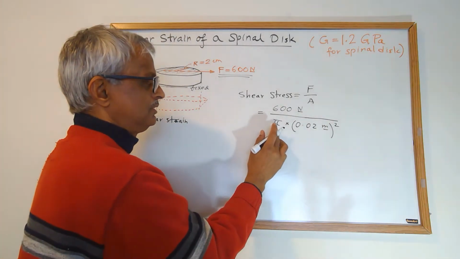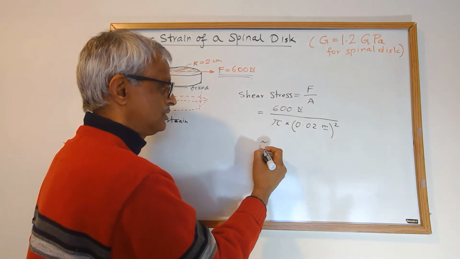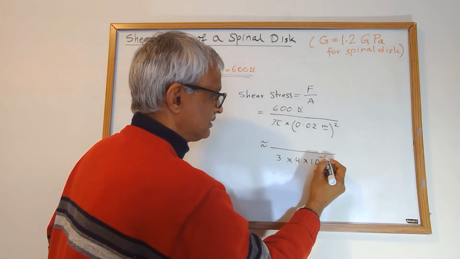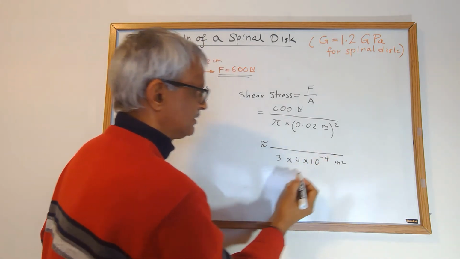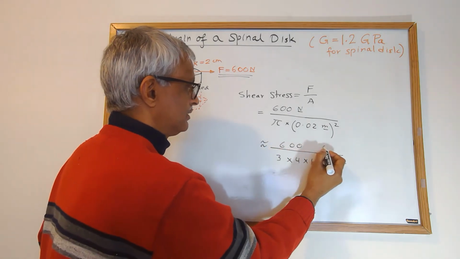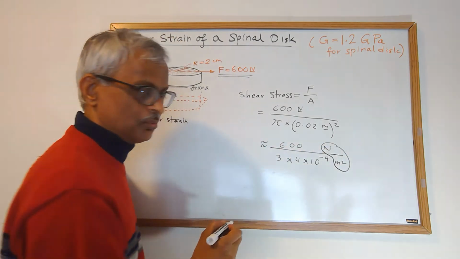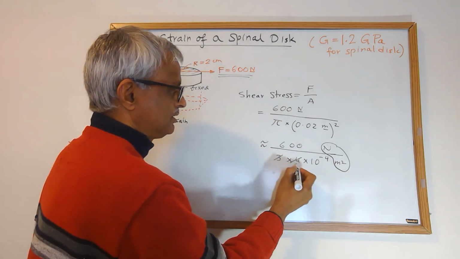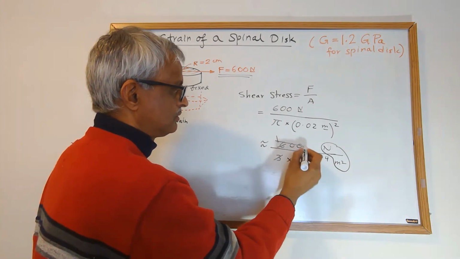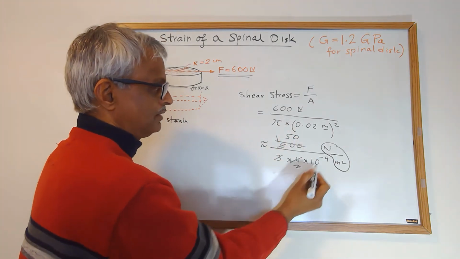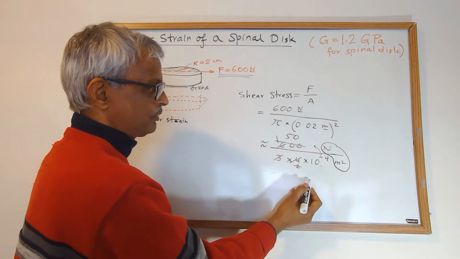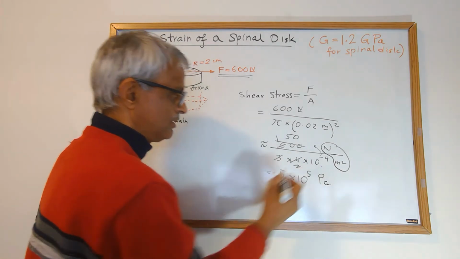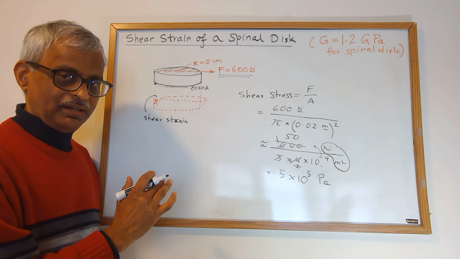I'm going to just say that pi is 3. So this is equal to 3 times 4 times 10 to the power minus 4 meters squared, and this is 600 Newton. So I'll have unit Newton per meter squared, which is the same as Pascal. From here, this 2 cancels 1, and this makes it 50, and when it goes up there, this is 10 to the power 4. So this is 5 times 10 to the power 5 Pascal. That's how much shear stress is applied, right?